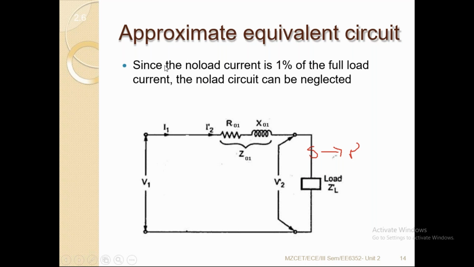Now, since the no load current is 1% of the full load current, the no load circuit can be neglected. What is the meaning of this line? Suppose your full load current is 12 amperes. So when you connect the load to the secondary circuit, it will draw a current of 12 amperes. If there is no load, it will draw only 0.12 ampere, that is 1% of this.